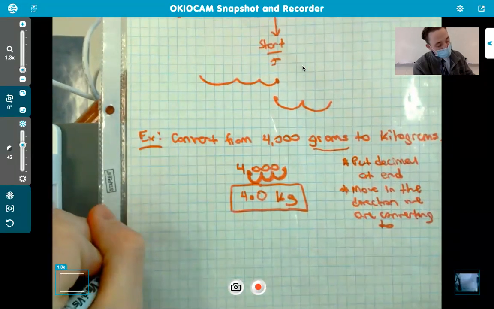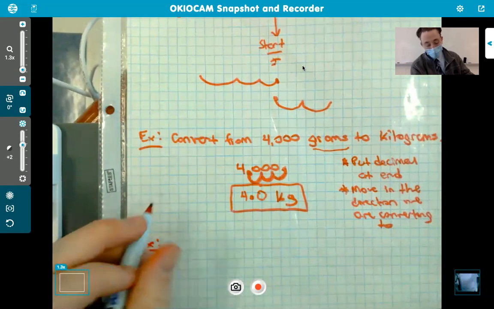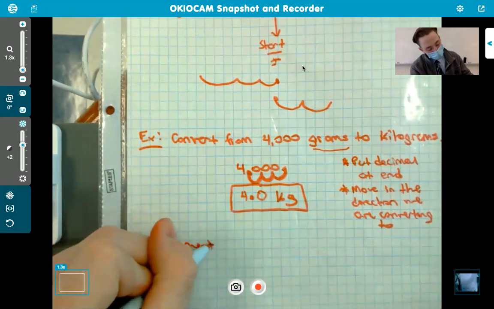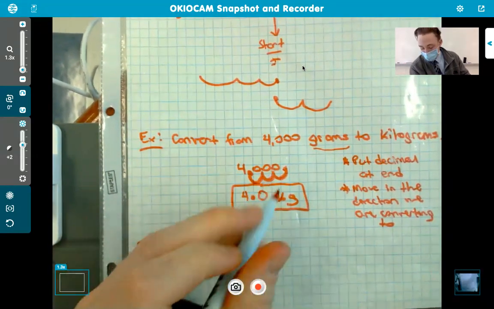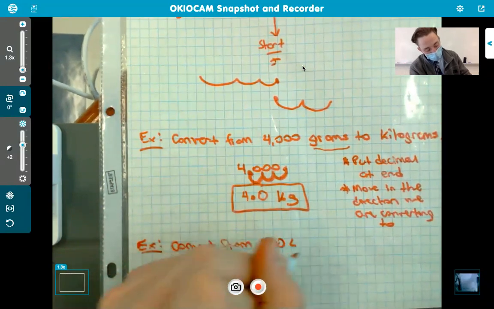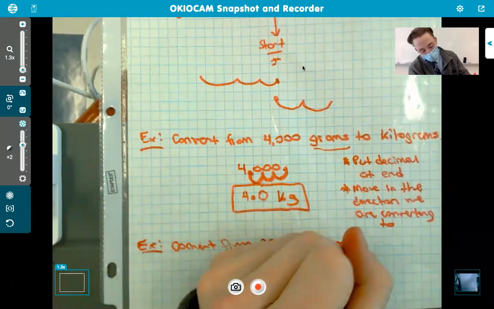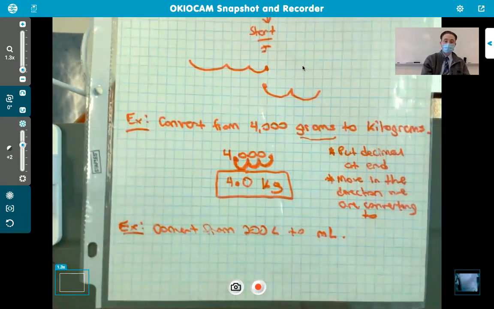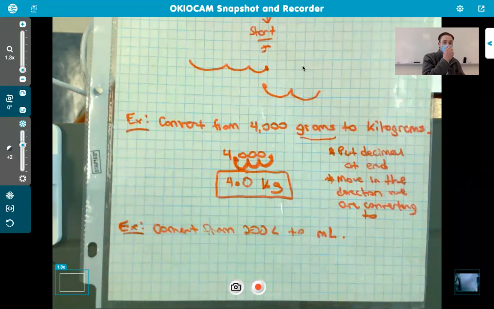The second example, the last one we're going to take a look at, we want to convert from 200 liters to milliliters. All right. So I want to know how much that is in milliliters. So you have 200 liters of soda. That's a lot of soda, right? How many milliliters is that?